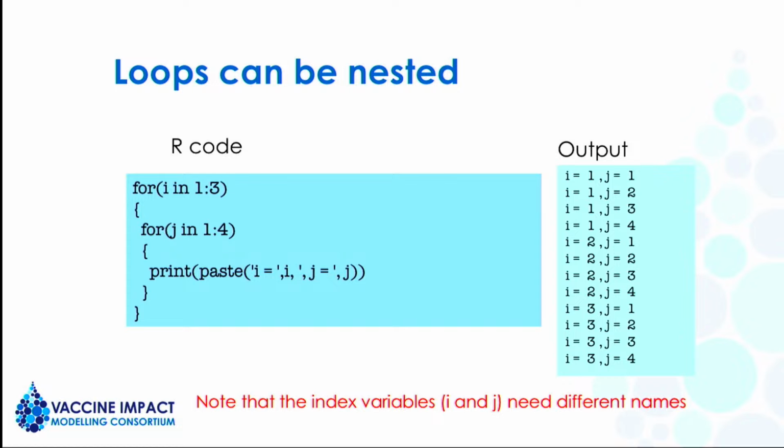So obviously, the index variables need different names for this code to work. For those of you that maybe know a bit more about R, what would happen if I gave the variables the same name? Would I get an error? Would it work? Or what would it do? Okay, so hands up. If I used i for both of these loop variables, would that code run in R, or would it cause a problem?